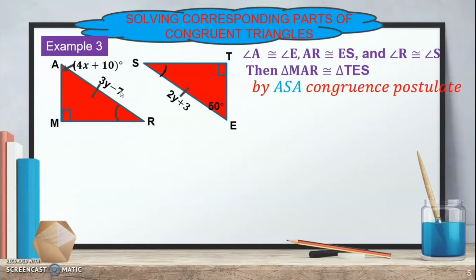Example number 3. We have the triangle MAR, then the triangle TES. So, angle A is equivalent to or congruent to angle E. This angle is congruent to this angle. Then, side AR, this side, is congruent to side ES. Then, angle R is congruent to angle S. So, the given is angle A, side, then angle. So, by ASA congruence postulate.